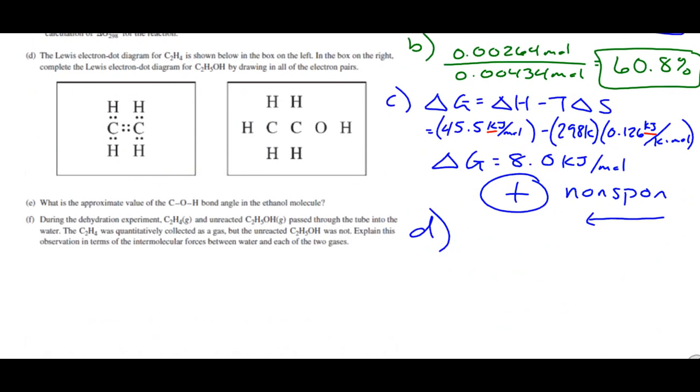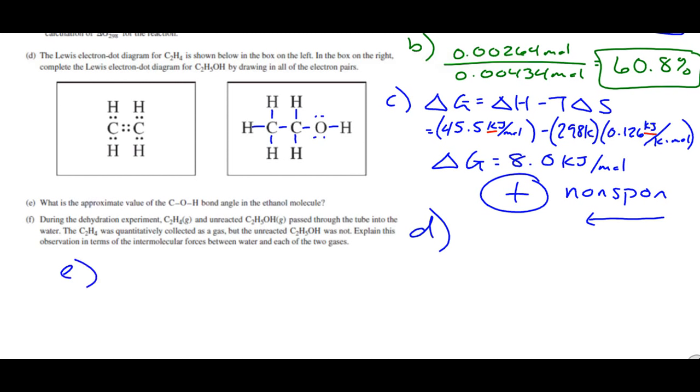All right, let's scroll down. Letter D, the Lewis electron dot diagram for C2H4 is shown below in the box on the left. In the box on the right, complete the Lewis electron dot diagram for C2H5OH by drawing in all the electron pairs. All right, so this is a complete change in pace. If it's between an atom, you do not need to be putting dots. You could be putting lines. So we know that H's all bond once. And my suggestion is bond everything once. And then you should realize that my oxygen needs 2 extra dots. So you just get a point for doing that. So that's a huge change of pace.